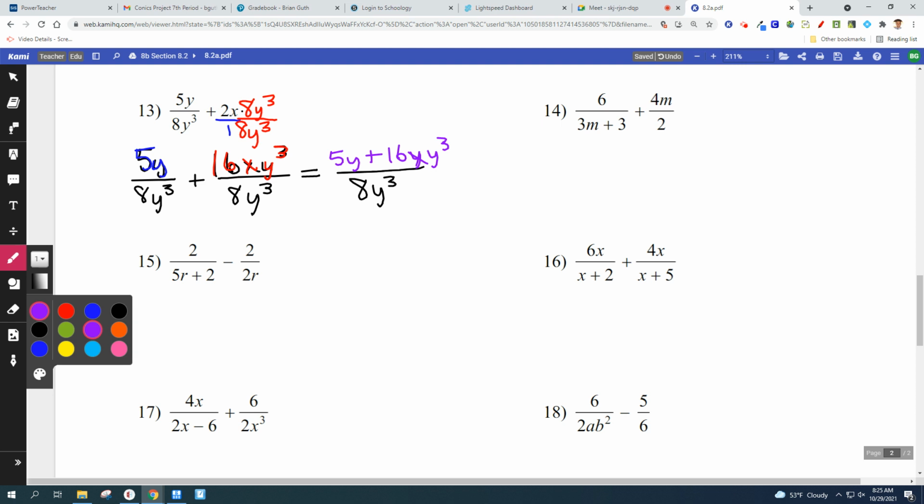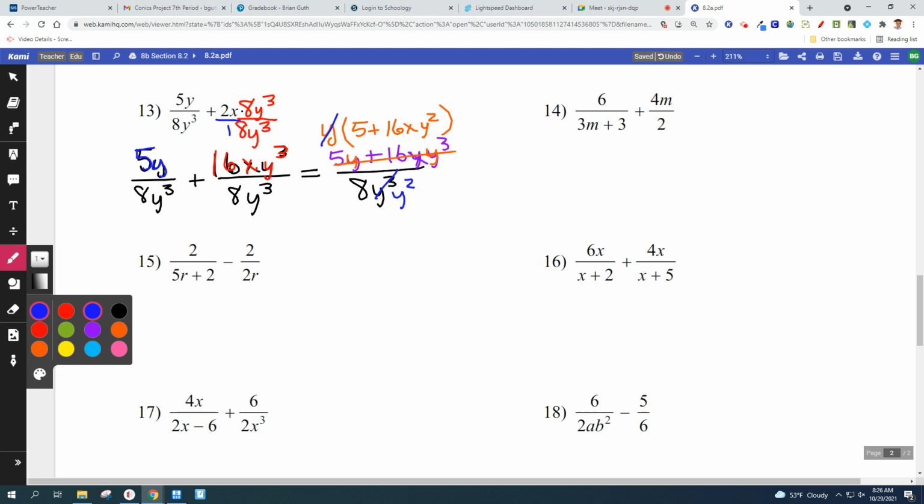And technically, see how all three of those terms have a y in them? I'm going to do a GCF here. See how there's a y? This has a y in it. So take out that y times 5 plus y times 16xy squared. Boom. Now I'm going to cancel that y with one of those y's, and there's my answer.